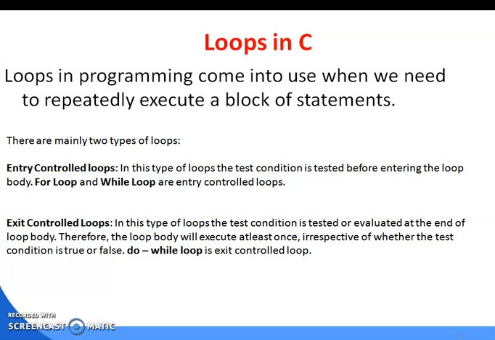Under the entry control loop there are two types. One is the for loop, another is the while loop. In this type of loop, the test condition is tested before entering the loop body. But exit control loops, under this section only one loop is there, known as the do while loop. In this type of loop, the test condition is evaluated at the end of the loop body. Therefore, the loop body will execute at least once, irrespective of whether the test condition is true or false. That means the do while loop is an exit control loop. That is the loops in C.